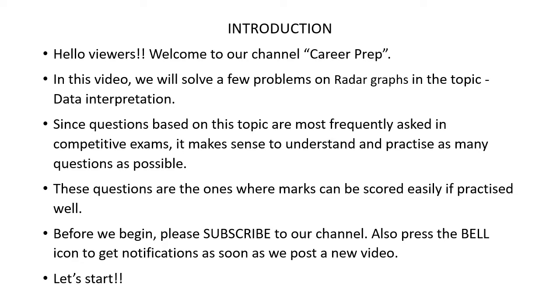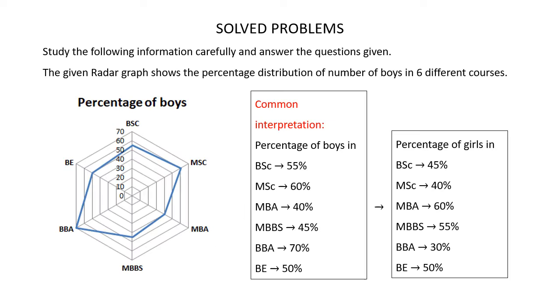So let's start. Study the following information carefully and answer the questions given. The given radar graph shows the percentage distribution of number of boys in 6 different courses. So this is a radar graph. Now let's understand how to interpret the data given in this radar graph.